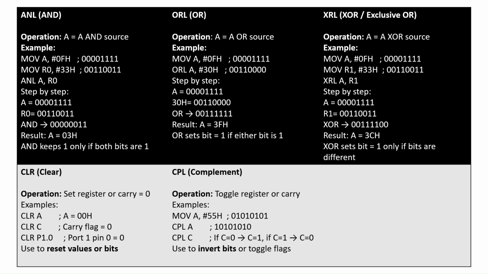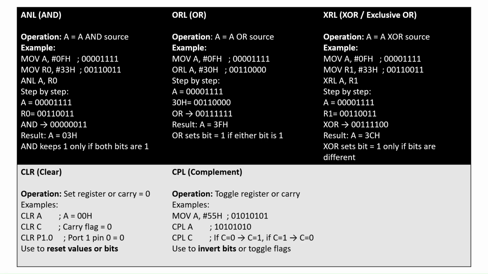Now let's understand the XRL instruction. XRL stands for exclusive OR operation, also known as XOR. This operation sets a bit to 1 only if the two bits are different. Example: MOV A, #0FH, MOV R1, #33H, XRL A, R1. When we perform XOR between these values, the result becomes 00111100, which is 3CH. XOR is commonly used for bit toggling and simple encryption operations.